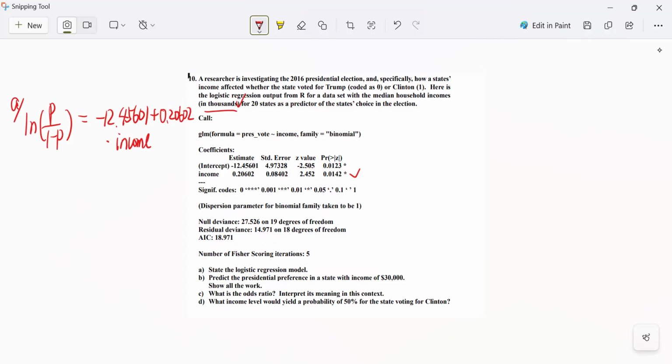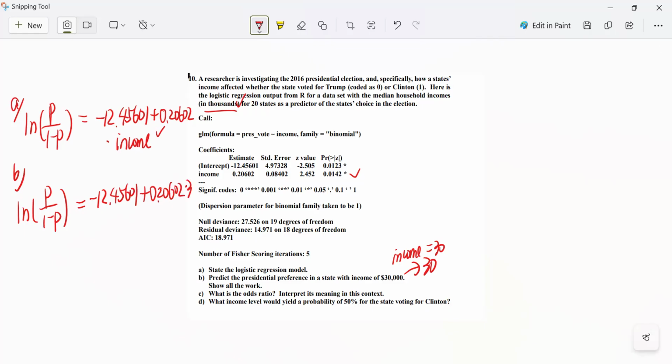Secondly, predict the presidential preference in a state with an income of $30,000. Here, $30,000 means 30 units. So for the income X value, we're going to use 30 units, not 30,000. Income is 30 units, so this income becomes 30. So we get ln of p over 1 minus p equal to minus 12.45601 plus 0.20602 times 30.